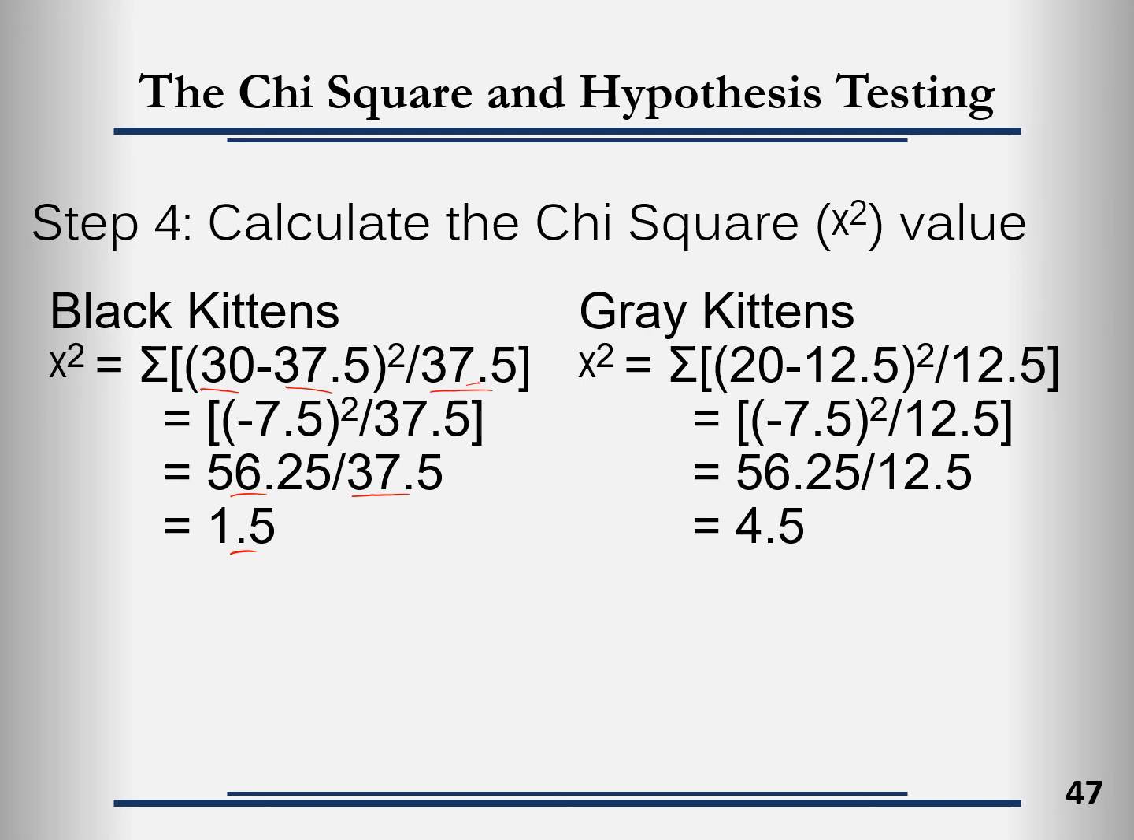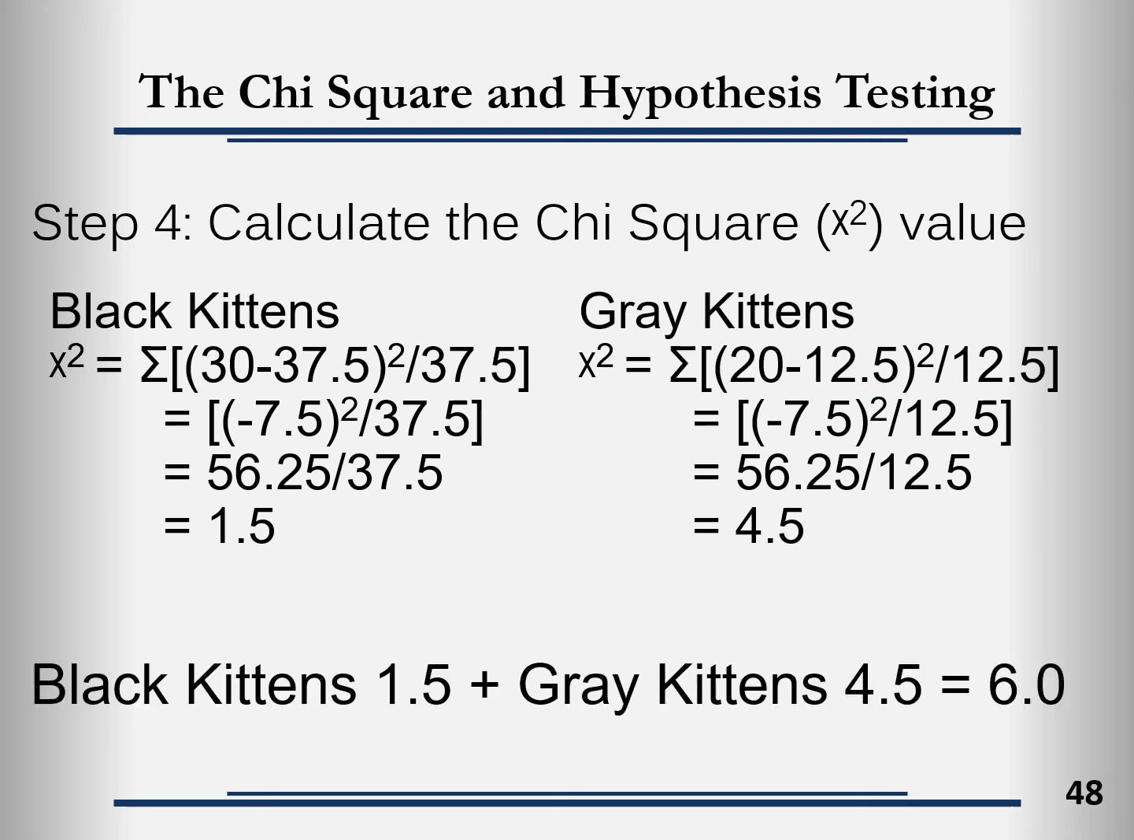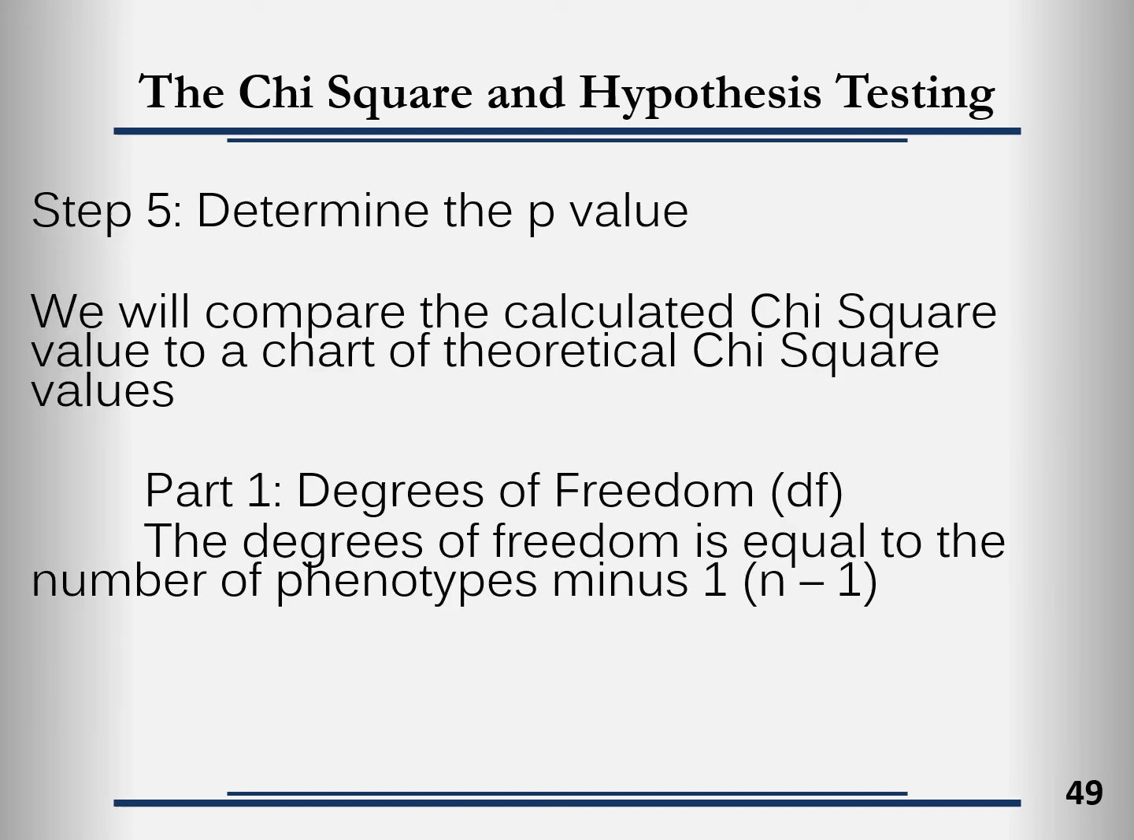For the gray kittens, we observed 20, we expected 12.5. You go through that, and your result is 4.5. And then you add 1.5 and 4.5 together, and so our chi-square value at the end of it is 6. So this is our chi-square value. It's not a p-value, it's a chi-square value. So we're not finished yet.